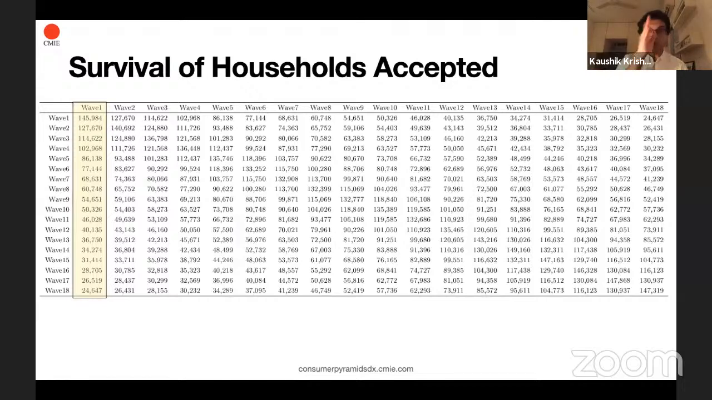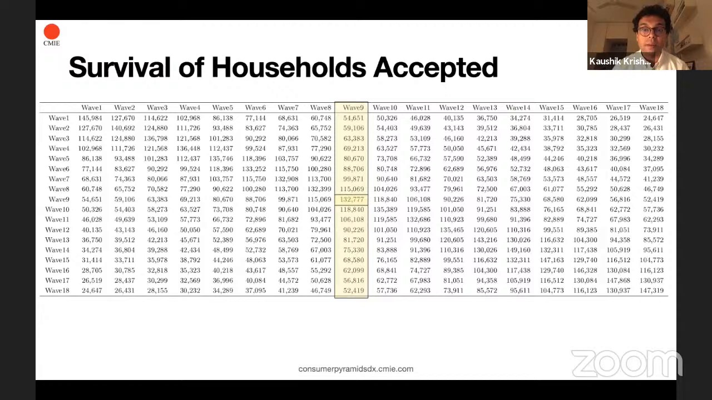Okay, and you can do this going from column to column for any wave of your choice. Now, suppose you go to the middle, suppose you go to wave 9. The number in wave 9 was 132,777 households. If you go down, it tells you how many of those households continued in the survey across waves. If you go up, it tells you how many of the new households that came in wave 9 were present in previous waves. Okay, so I hope that tells you how you can read through these tables.